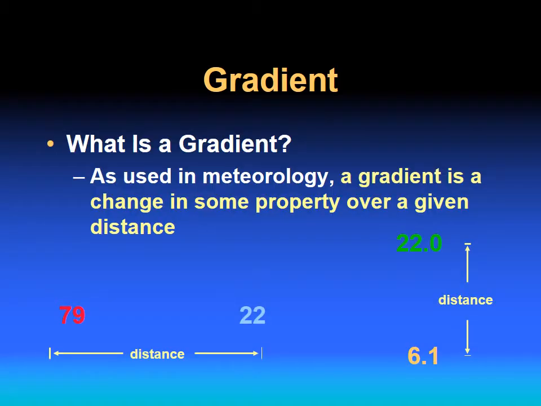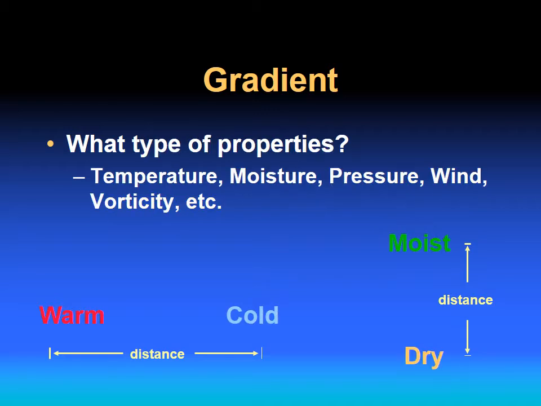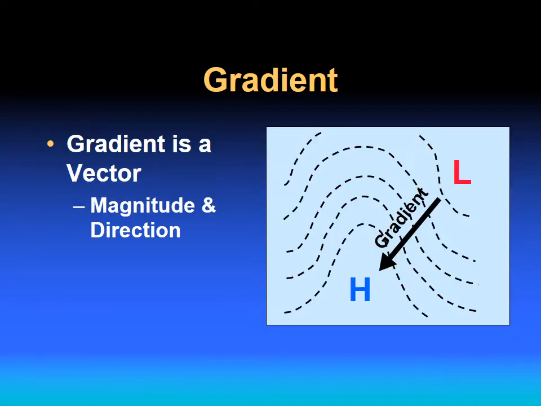And what is a gradient? Well, as the definition shows there, it's a change. We use it in meteorology, but it's used in a lot of other sciences, and it represents a change in some property over some distance. So the property can be just about anything. In meteorology, we talk a lot about temperature gradients and pressure gradients. You've probably heard of that before. Moisture also is a gradient, but there are a lot of other types of properties that we can measure the change. And in meteorology, we'll be doing that.